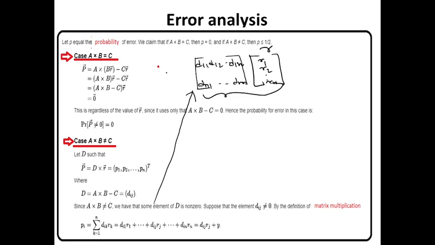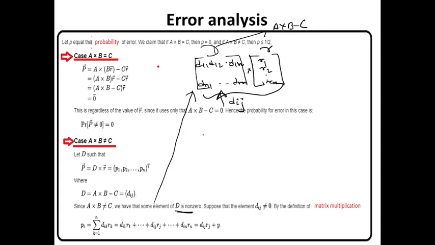Here my D matrix is nothing but A cross B minus C, and this is my R matrix. Now these are dij, all the elements inside the matrix D. Some element in dij will be non-zero, and only then this multiplication is not equal to 0. Not equal to 0 means the multiplication is wrongly done.